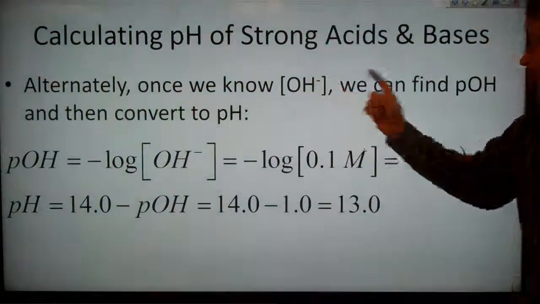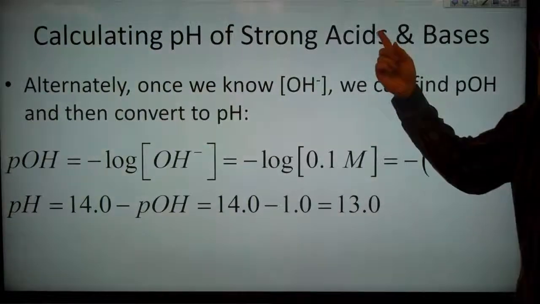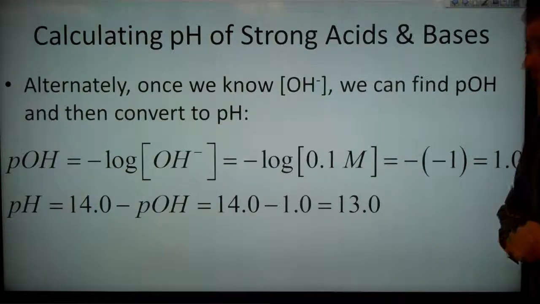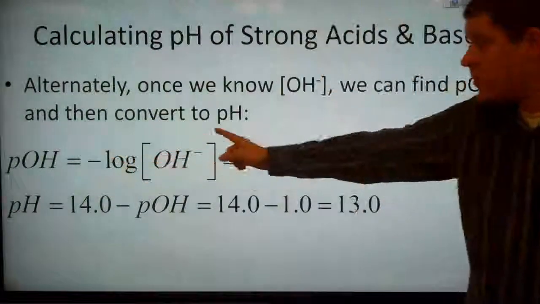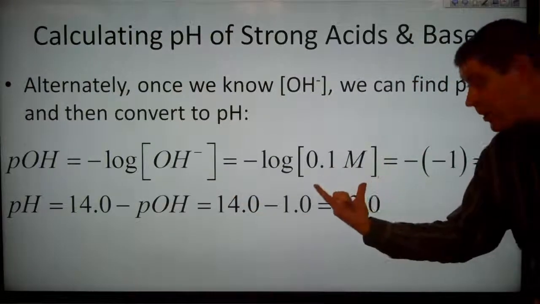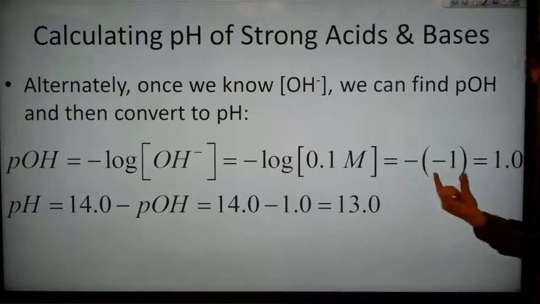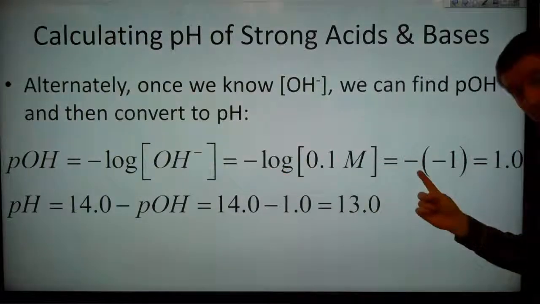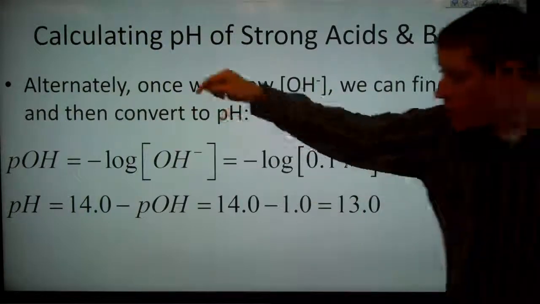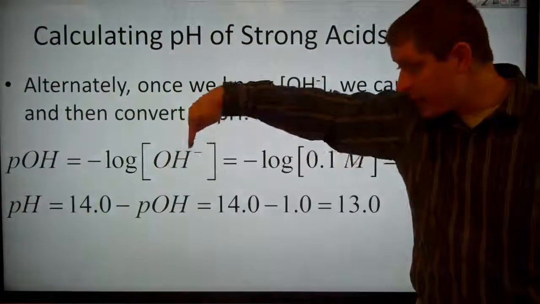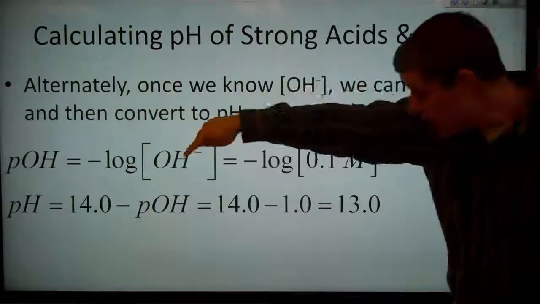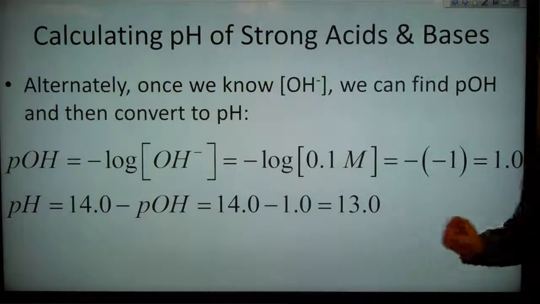Or, once we know the hydroxide ion concentration, which we knew 2 slides ago was 0.1 molar, we can then find the pOH, and then from there convert to pH. We know pOH is equal to minus log base 10 of the hydroxide ion concentration, and we know the hydroxide ion concentration is 0.1, log of 0.1 is negative 1. We need to bring that negative sign over from in front of the log, so it's positive 1.0. We know that pH is equal to 14.0 minus pOH, which now we know is 1.0. So pH is equal to 14 minus 1, which is 13.